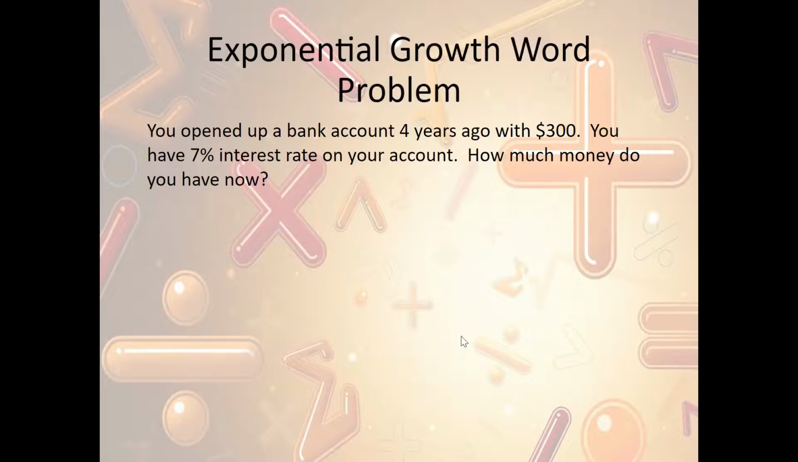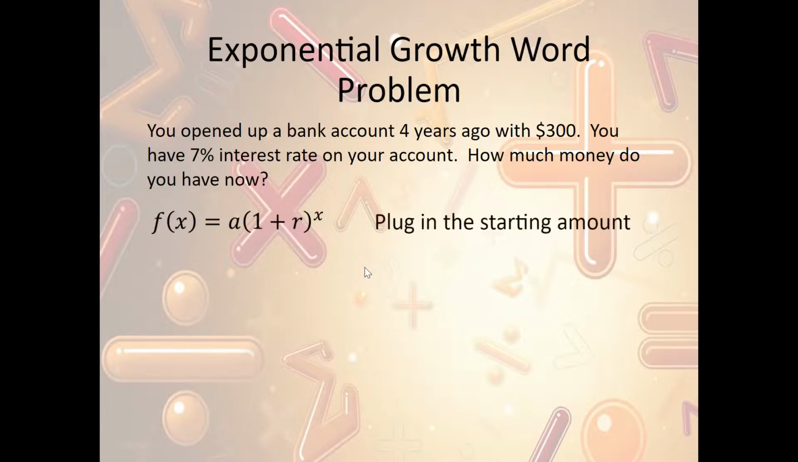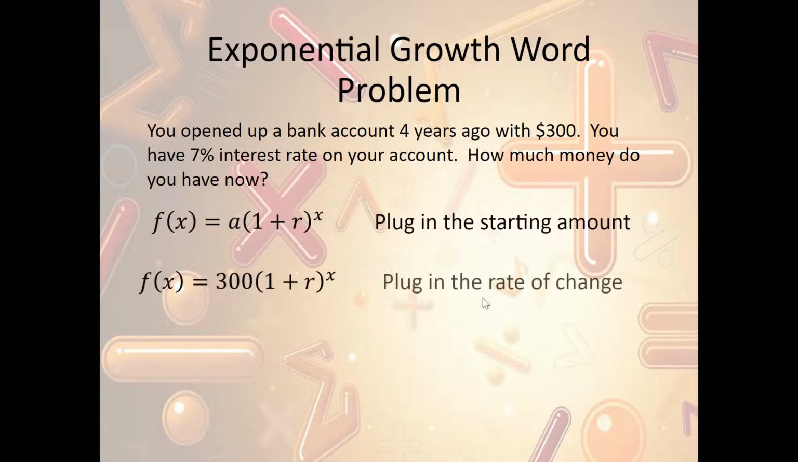Let's look at another example. So it says we opened up a bank account 4 years ago with $300. You have a 7% interest rate on your account. How much money do you have now? So again, we're going to start with our exponential growth formula. So we're going to plug in the starting amount. Our starting amount was $300, so we plug that in for A. Then we're going to plug in our rate of change for R. It says we're going up by 7%. So we move the decimal back 2 places. So that's 0.07 is our rate of change.